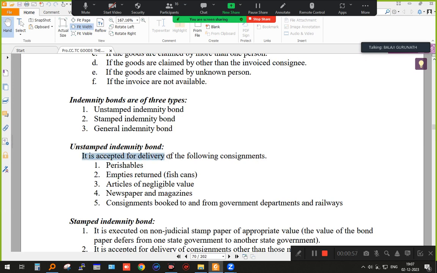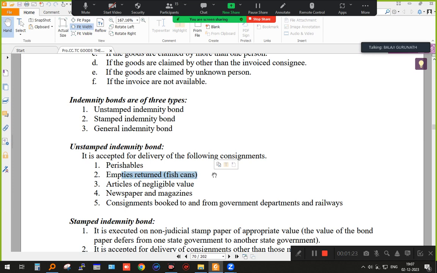It is accepted for delivery of the following consignments: perishables, empties returned, that is fish cans, baskets, fruit and food baskets, like that. Articles of negligible value, that means those which are very, very cheap. Newspapers and magazines. Consignments booked to and from government departments and railways.